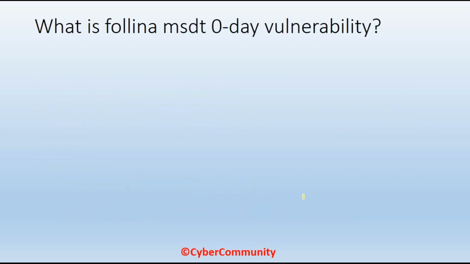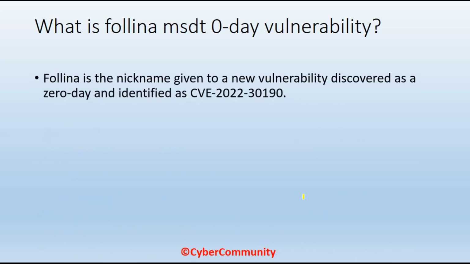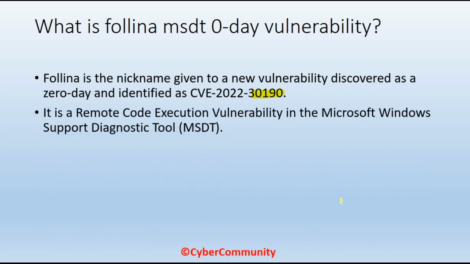Now what is the Follina MSDT zero-day vulnerability? Follina is just a nickname. The researchers have given this name, and it has the CVE ID 30190. It is a remote code execution vulnerability, because they are able to do a reverse shell. We will also show you the difference between the Emotet malware campaigns and this campaign. There is a slight difference between both of them.